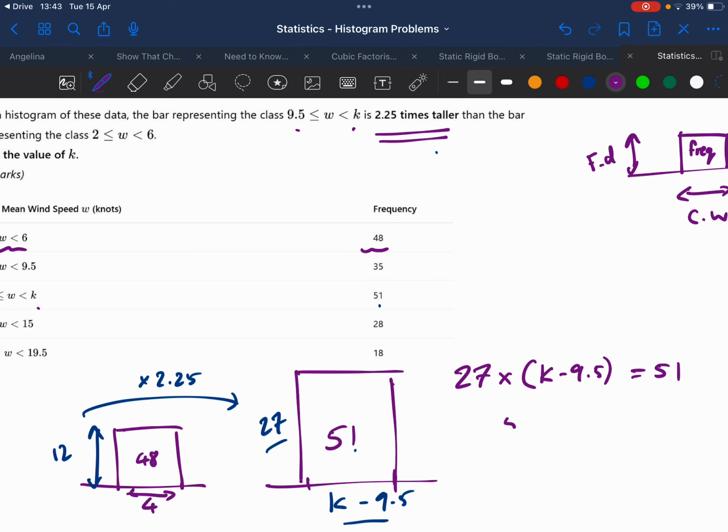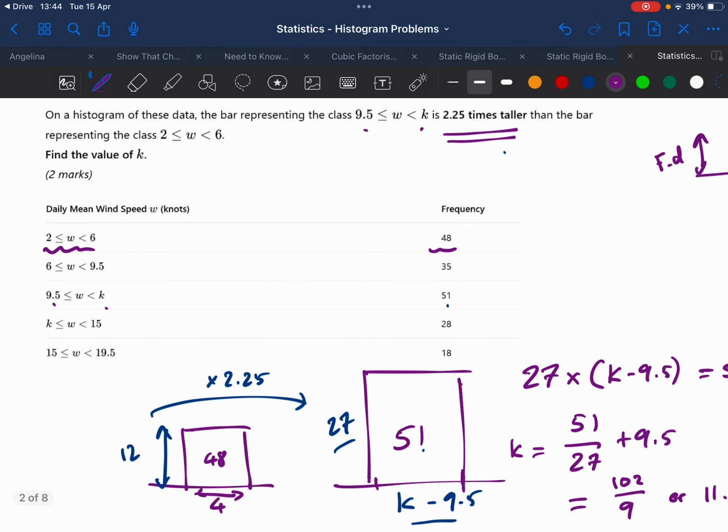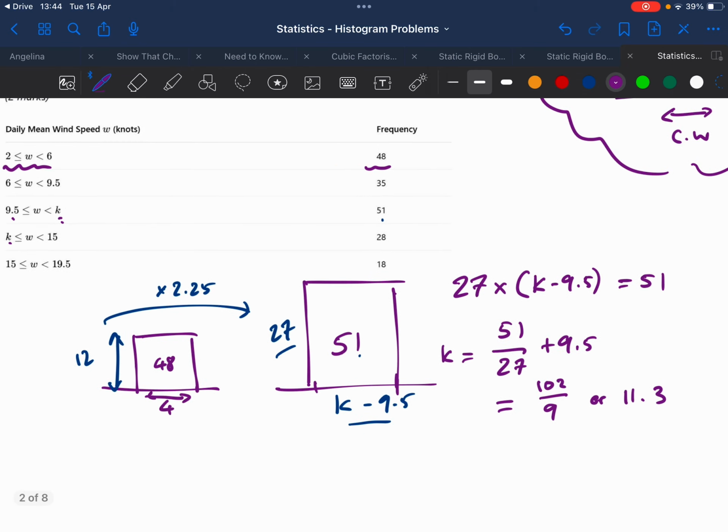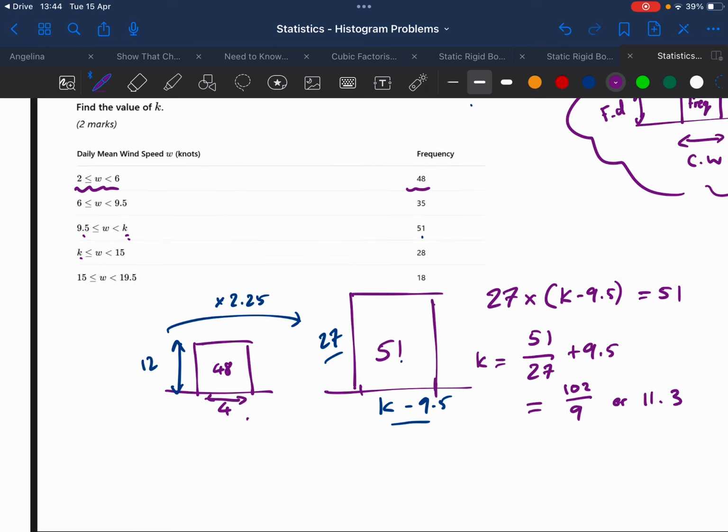So if I do 51 over 27 plus 9.5, I should get my K value, which I'm going to write as a fraction: 102 over 9, or 11.3, which works in the context of the table. If you get these questions with scale factors and problem solving, the best thing to do is remember that this is still true, try drawing things, and work forwards from what you have.